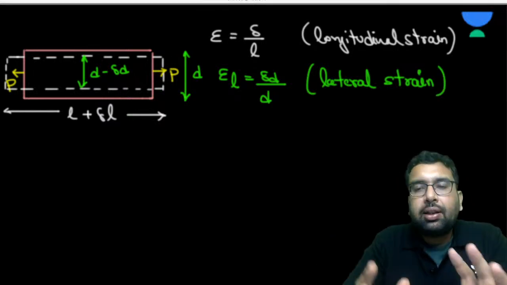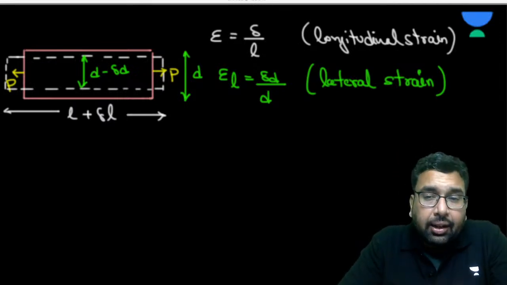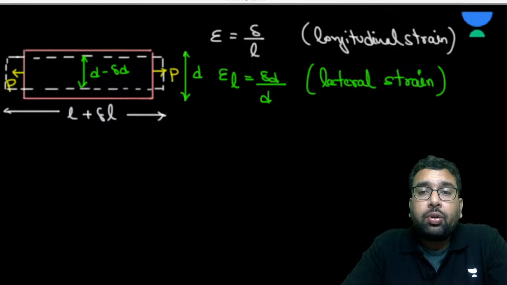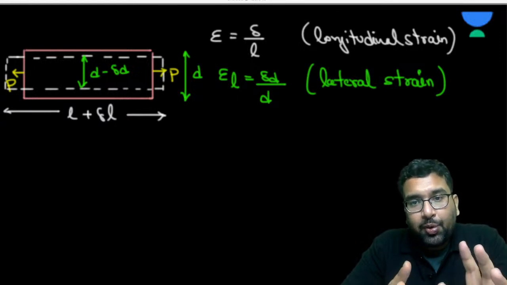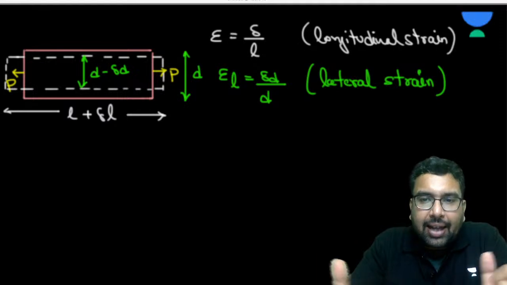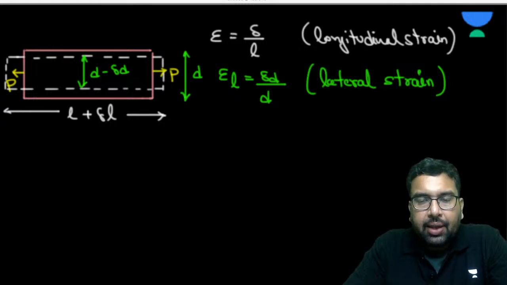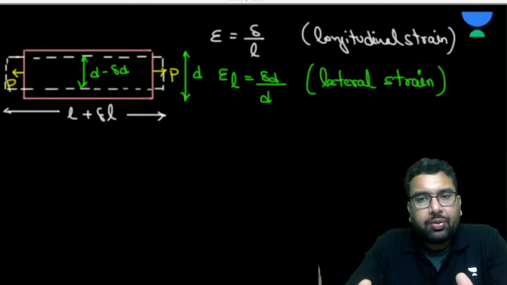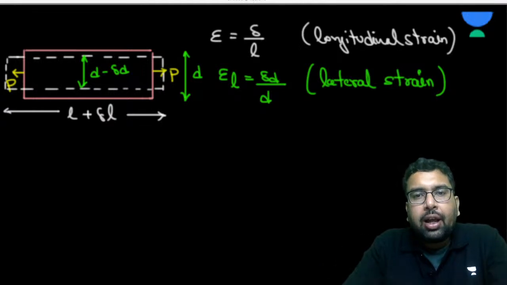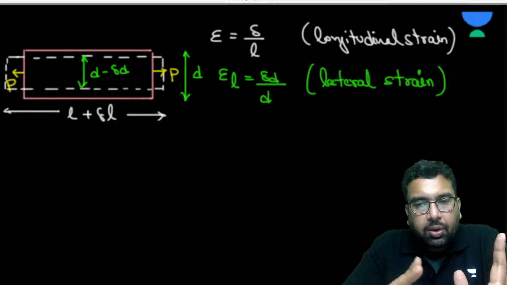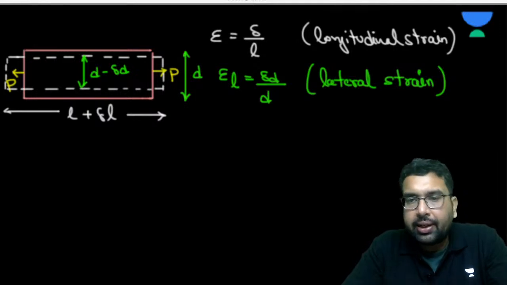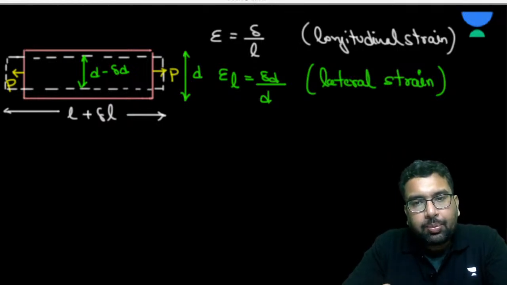Lateral strain means that the strain happens in the direction perpendicular to the direction of force. Here the force is applied in the x direction, due to which there is a certain increase of the length. But along with it, there is lateral strain also, because we can clearly see that its cross-section dimension, that is the diameter, is decreased.